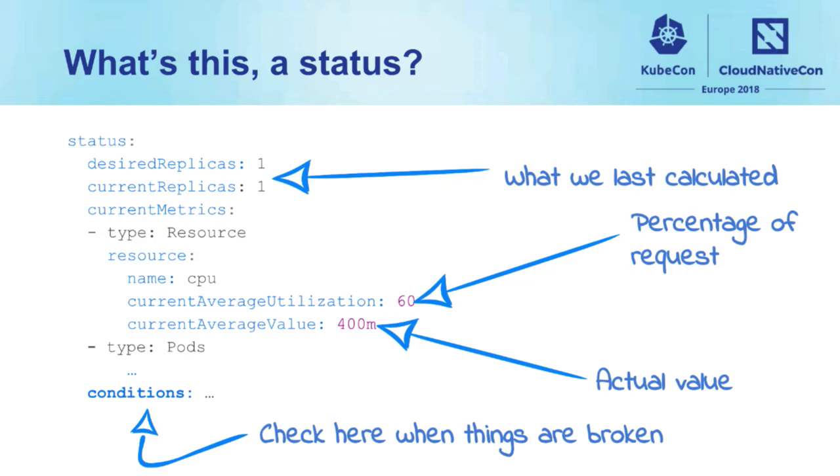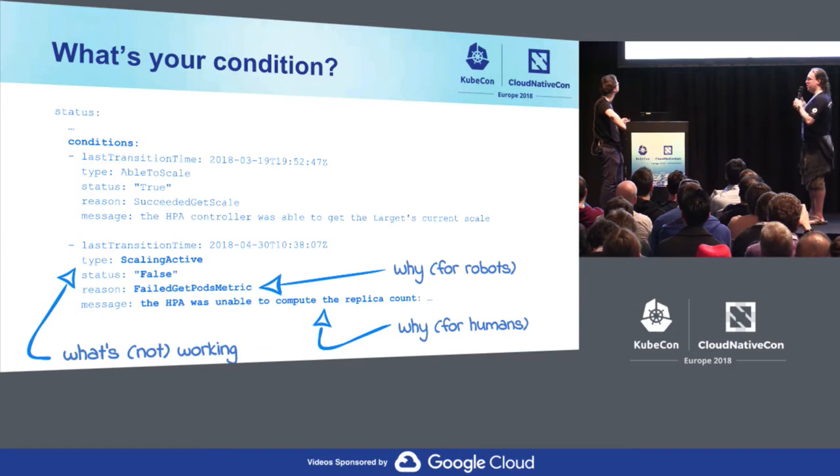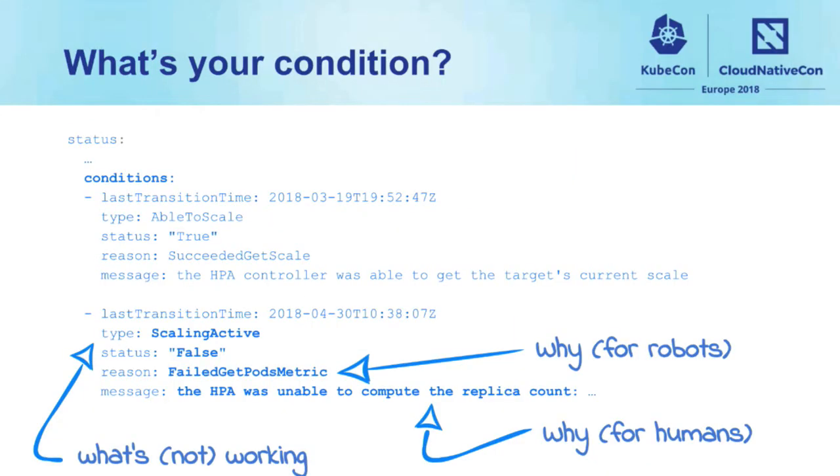So at our regular interval, we can look at our current and average utilization. That's the percentage we discussed before. And we can look at our current average value, which is the raw value that it's using to calculate that utilization. But what we really care about here is conditions. Conditions are a way of saying what the current state of the horizontal pod autoscaler is and whether or not something is blocking it from working.